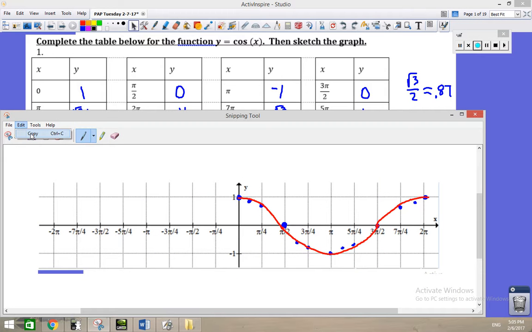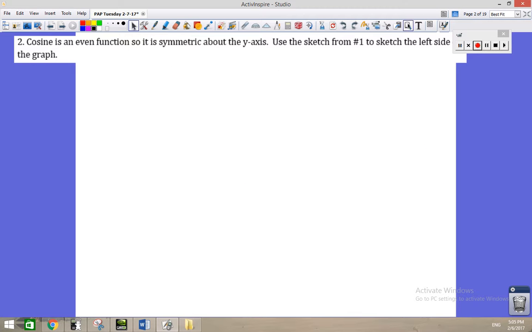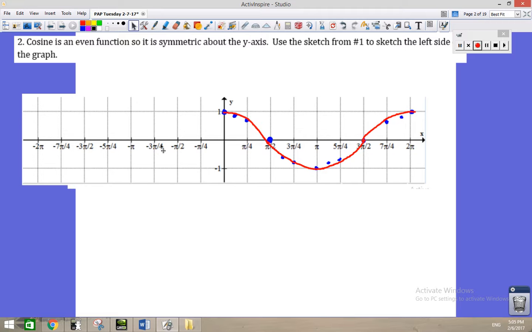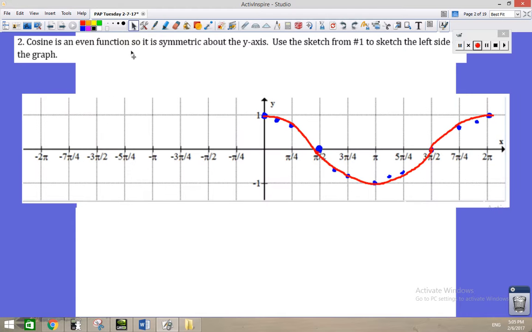Let's move it to problem number 2. Alright, so it says it's an even function, so it's symmetric about the y-axis. So let's change colors here to, I don't know, green points. So I know that that point is symmetric with itself with respect to the y-axis.